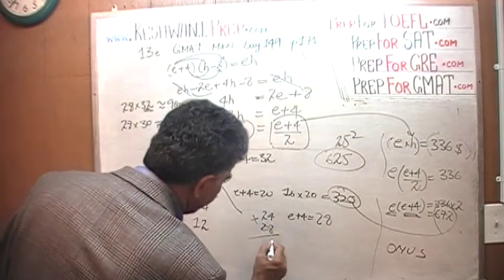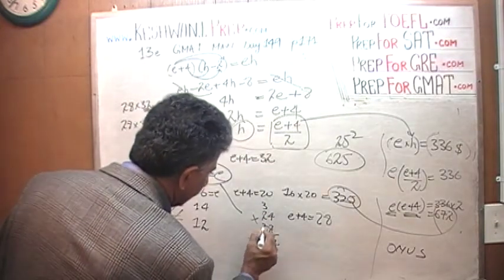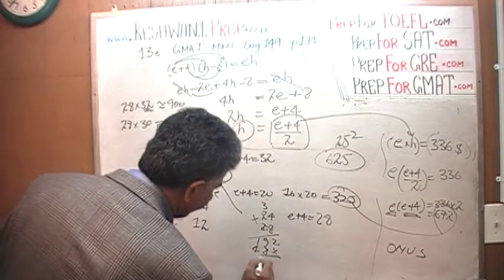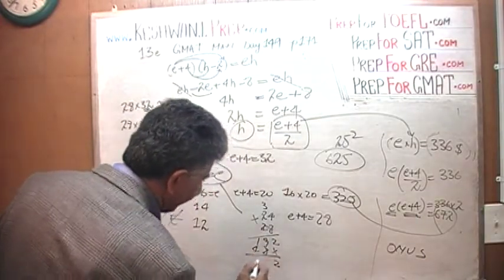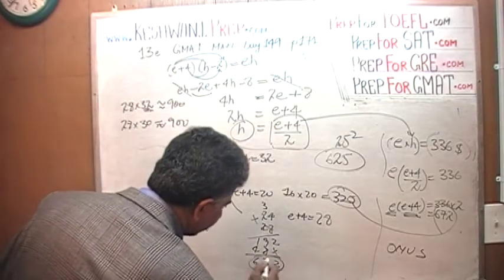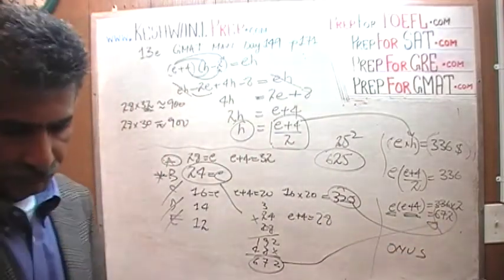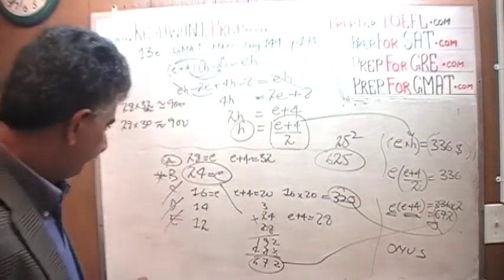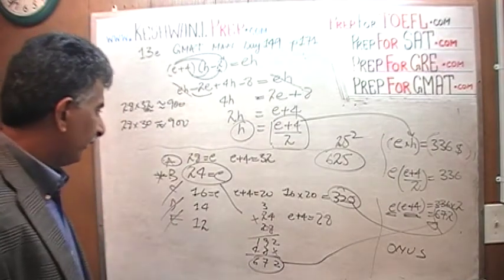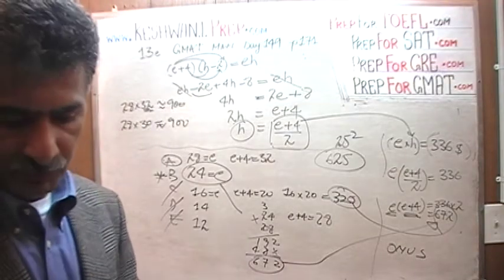4 times 8 is 32. Carry 3. 16 plus 3 is 19. 2 times 4 is 8. 2 times 2 is 4. 8 plus 8 is 16 plus 1 is 17. 7 carry 1 and becomes 6. Voila, 672. What do you know? It works. The answer is 24. E, which is the estimated number of hours, was 24.